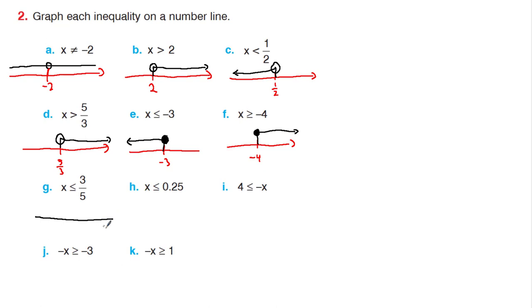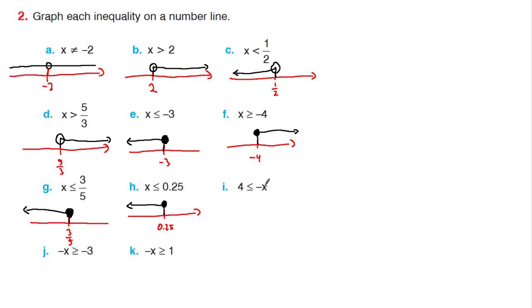Under G, we do have something like this, from 3/5, all numbers up to 3/5, including 3/5. So that means all these numbers to the left side, including 3/5. Next, we get all numbers up to 0.25, including 0.25.